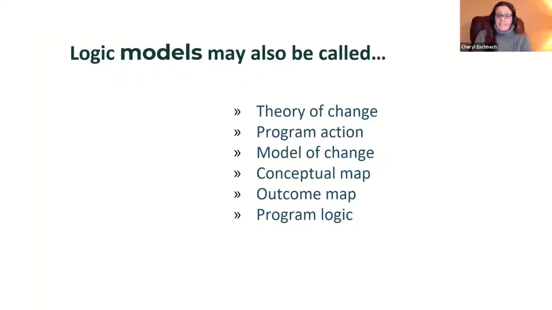Logic models have a lot of different names depending on which discipline you come from, and so they can be called theory of change, a program action model, a model of change, a concept map, an outcome map. And the different naming conventions really all use these same core components of logic models. They just have different names based on where they came from out of disciplines.